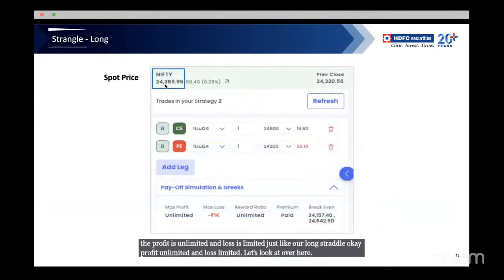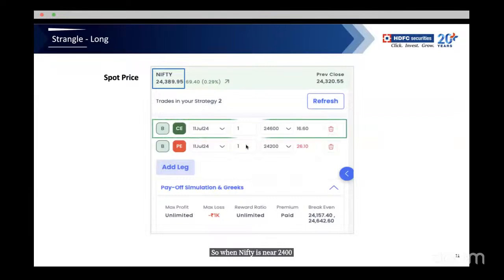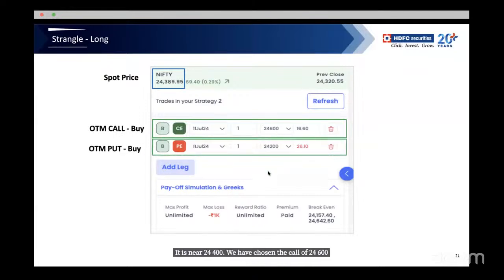So when Nifty is near 24,400, we are keeping a difference of 200 strikes, 200 points. Okay, it is near 24,400. We have chosen the call of 24,600 and a put of 24,200. Okay, there is no hard and fast rule about how much distance to keep. Okay, it depends on your risk appetite, whether you're able to bear the max loss that comes along with that strategy or not.